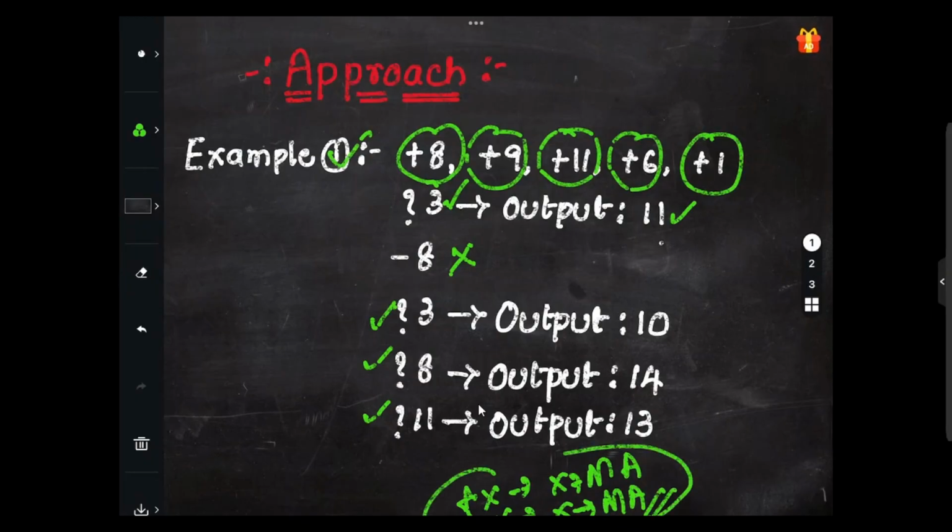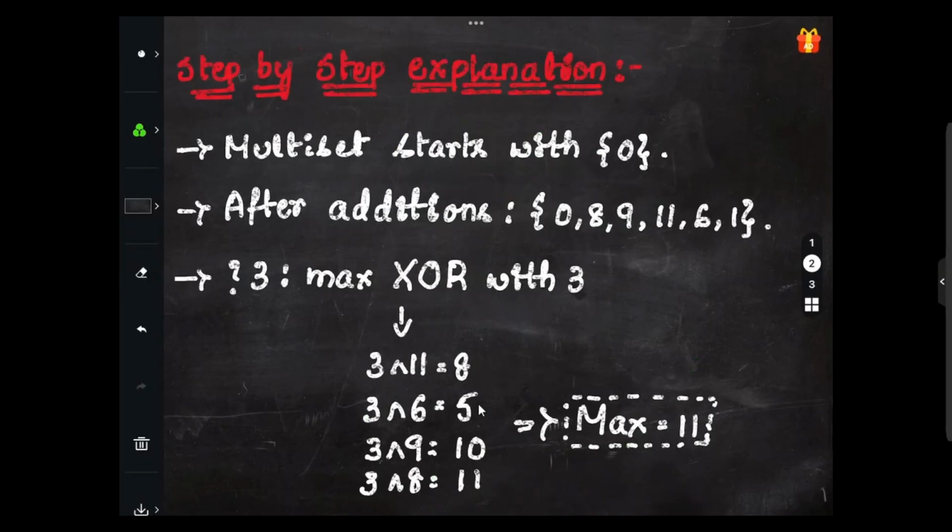This is the part I'm speaking of. So here we add x to the multiset A, and we remove one occurrence of x from the multiset A. After performing these operations, we get the output 11, 10, 14 and 13 accordingly with the input. So let's go with the step-by-step explanation here.